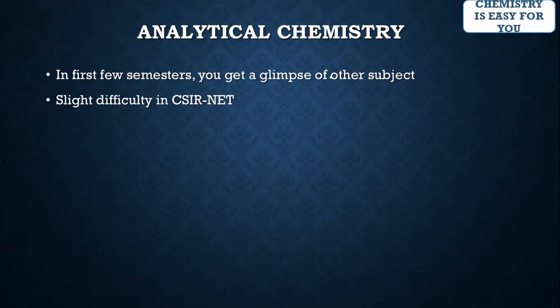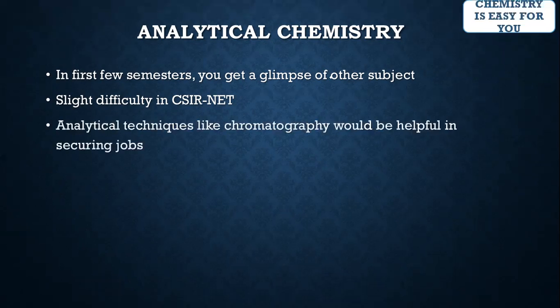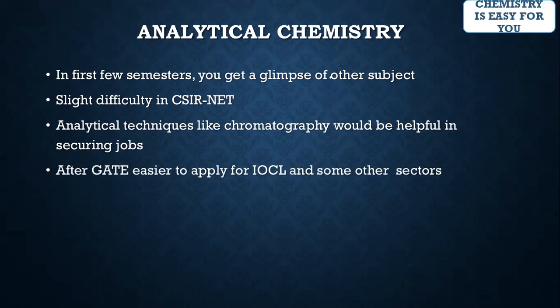So I would again say, try to attend CSIR NET as early as possible, because you will be safe in your life. Once you get that, you have a safety in your hand, it will be okay. Then analytical chemistry is a very promising area, because analytical techniques like chromatography would be helpful in securing jobs. And after GATE, it will be easier to apply for areas like IOCL and some other private companies as well as government companies.